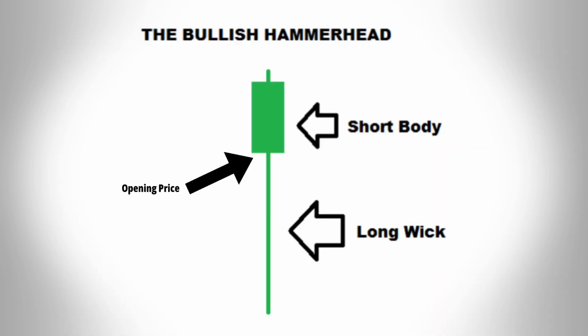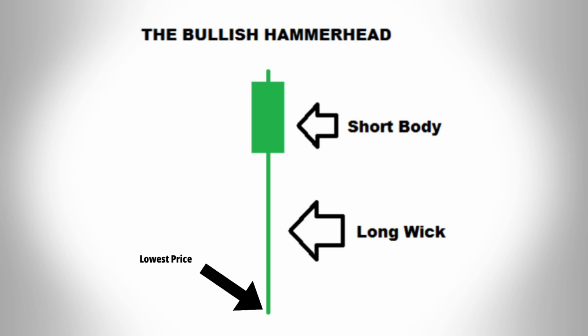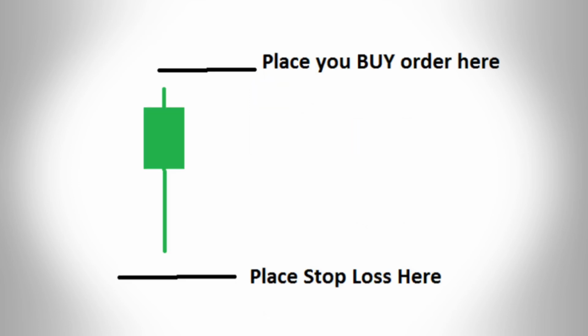This is because after the opening price, sellers tried to push the price down, which they did till it reached the lowest price for the period, after which buyers pushed it back up, causing it to close at a price higher than the opening price. The buyers had the upper hand because not only did they overcome the sellers, but they also forced the price to close higher than the opening price. To trade the Bullish Hammerhead, place your stop loss below the lowest intraday price, which is below the lower wick, and your entry price should be above the highest intraday price, which is above the upper wick.